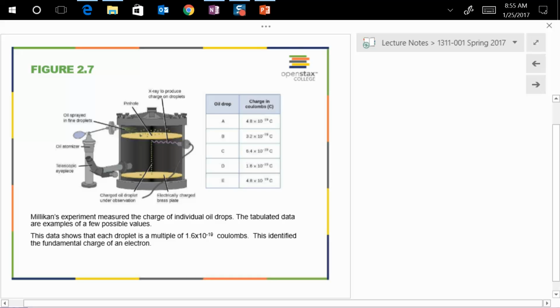Later, Millikan, he could measure the charges of these particles, and he was able to identify the charges of these electrons in certain droplets based on the size of the particle and the charges, and he came out with the exact same number each time. Okay, so this data showed that each droplet had 1.6 times 10 to the negative 19th coulombs. Okay, this fundamental charge of an electron. So he's able to identify what the charge of an individual electron is based on this experiment.